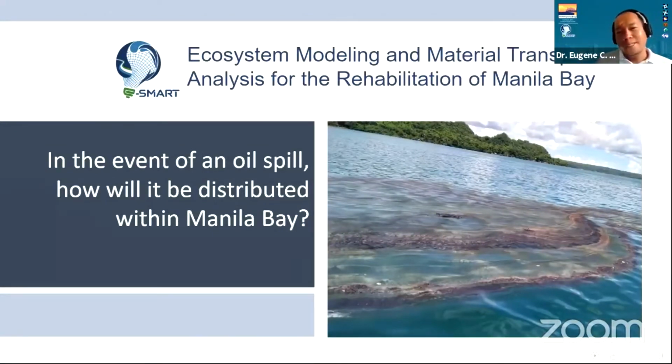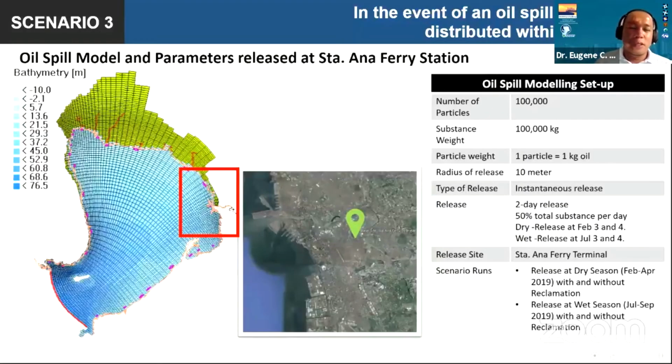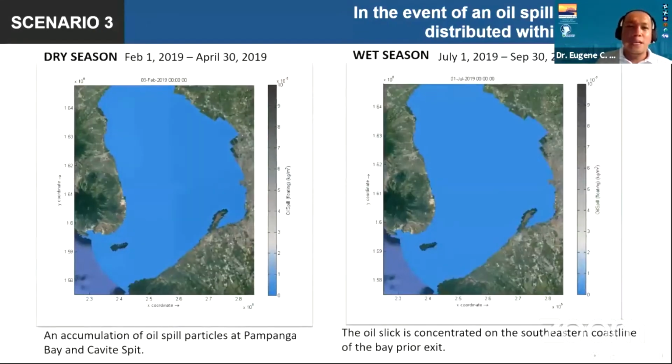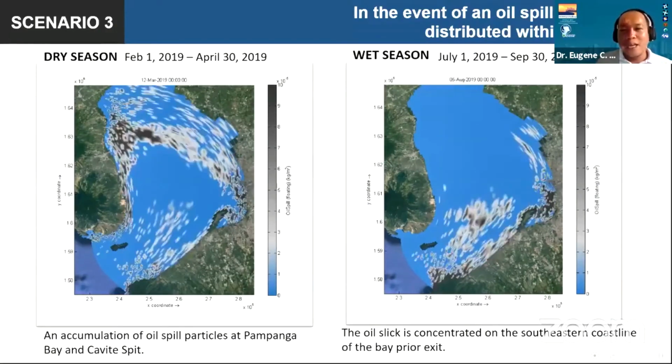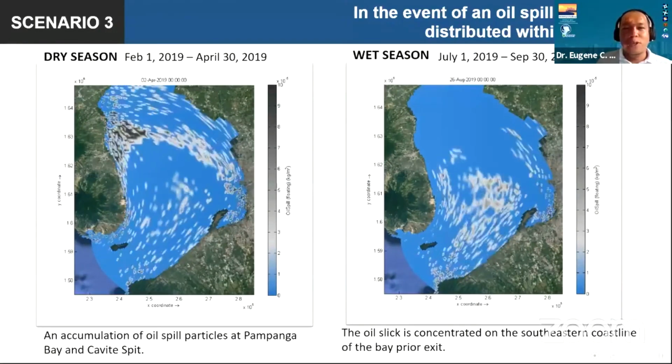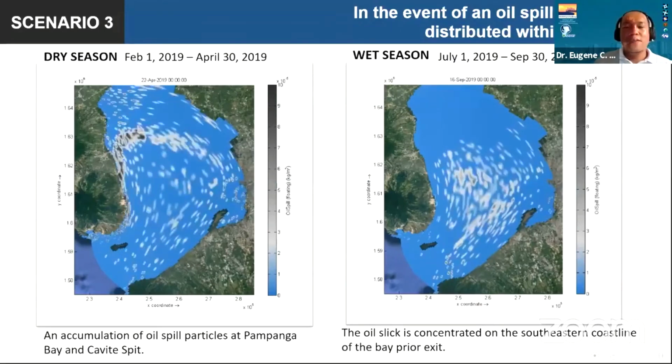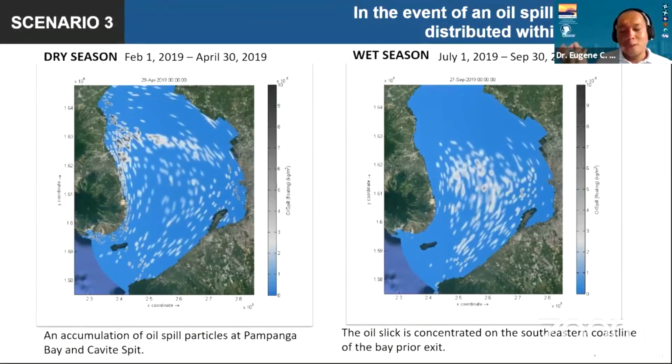Okay, and then let's play around with the model. What if we have an oil spill scenario in Pasig River? Let's say at the Santa Ana Ferry Station. And so we can play around with the model. Since it's now robust and it's representing the system, let's see how different the oil slick will move or distribute within the bay if the oil spill happens at different times of the year.